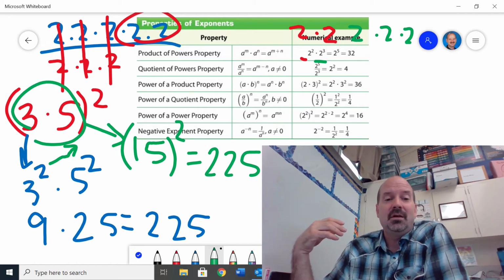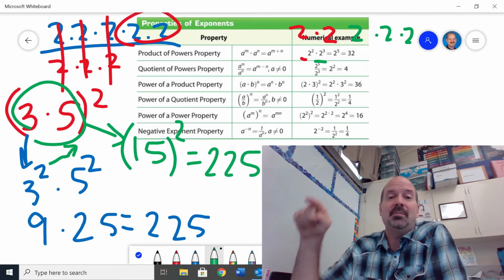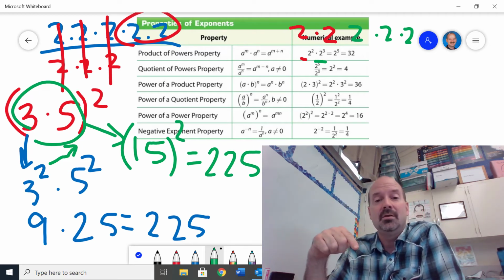Similarly, you could have the power of a quotient property, and that's where if you have the power of a fraction, you can make it the power of the top and the power of the bottom, the power of the numerator and the power of the denominator. You can split that up.